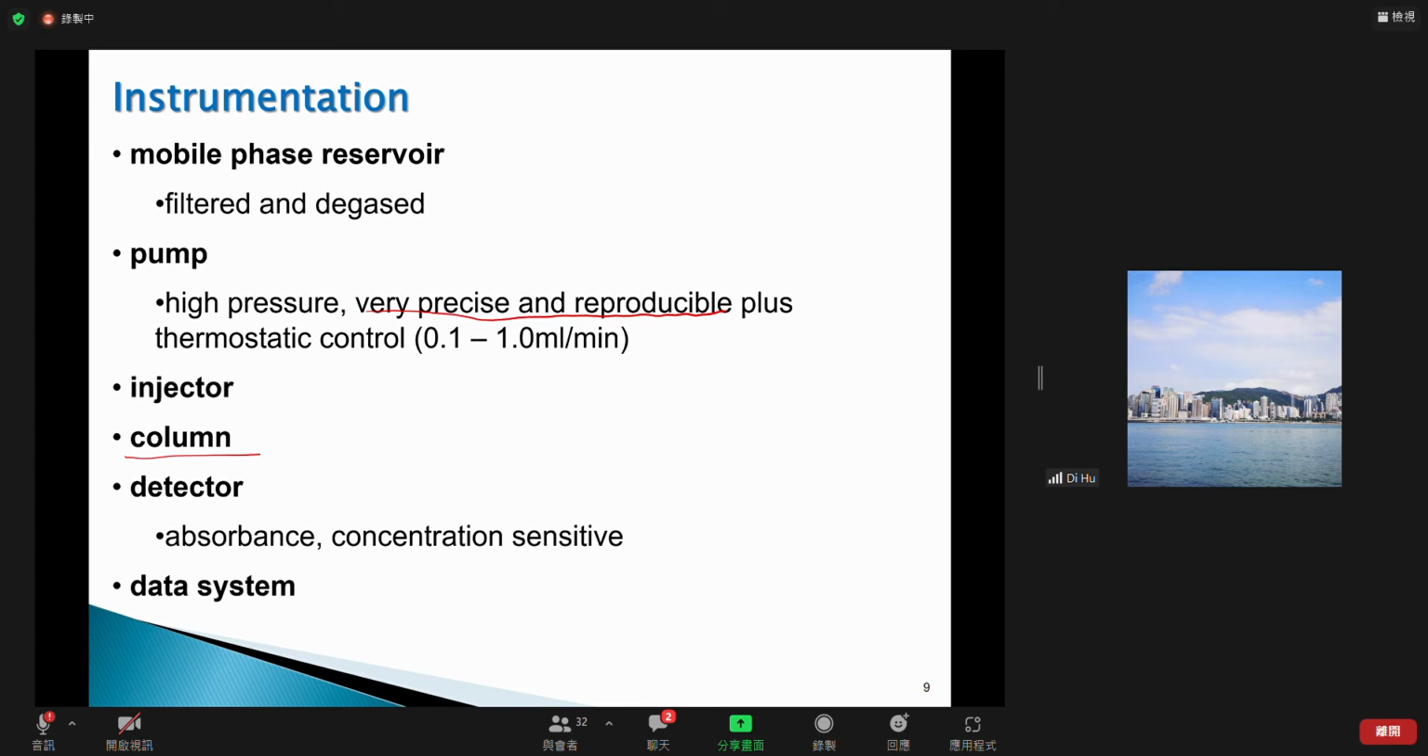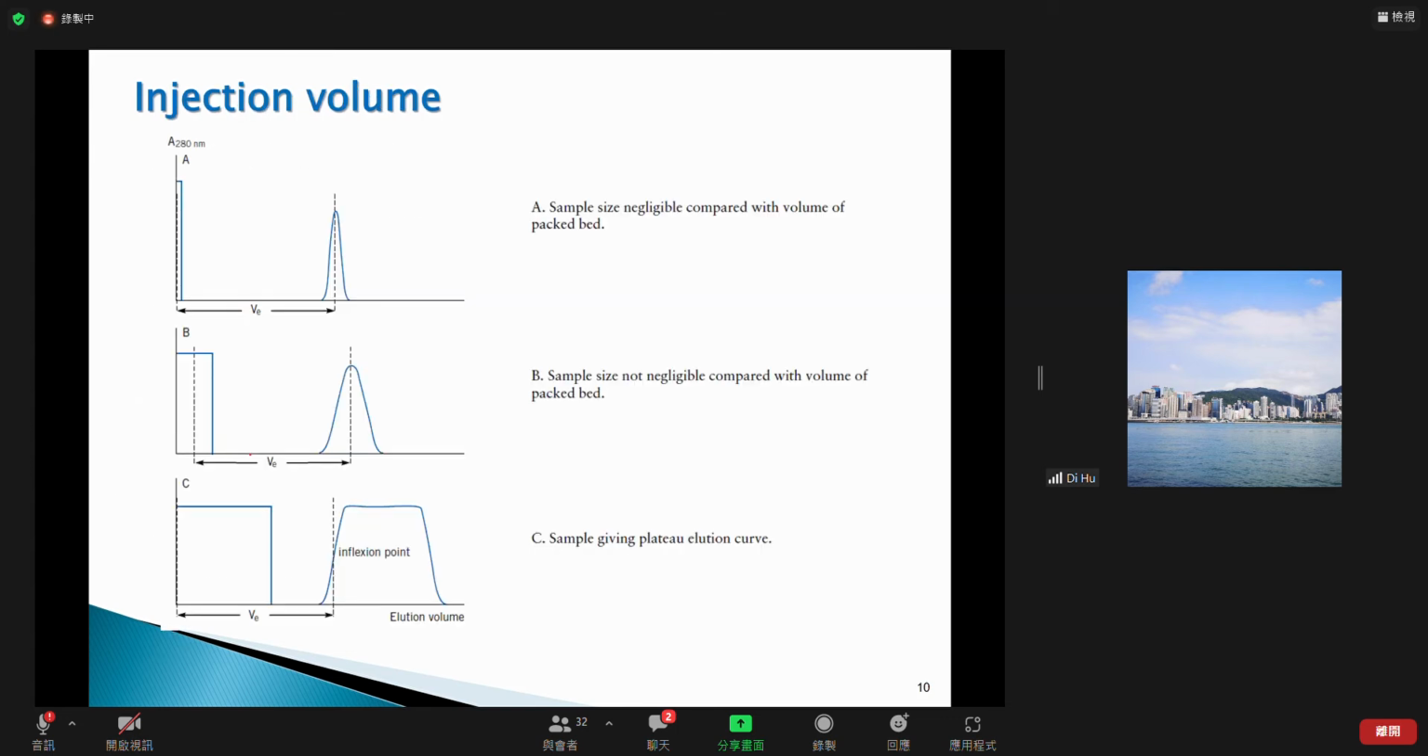So first, let's look at the injector. For the injection, you don't want to inject too much. The injection volume really can influence the measurement of the VE. In the ideal case, that's what is shown in this top figure. So this is the ideal case.